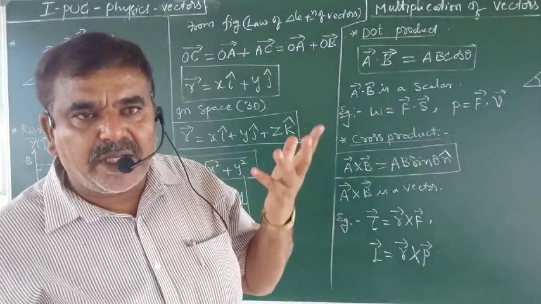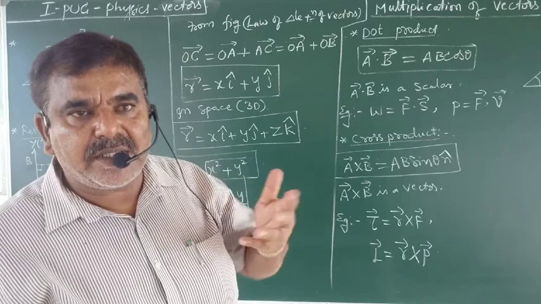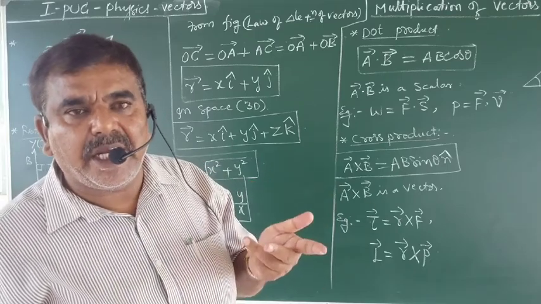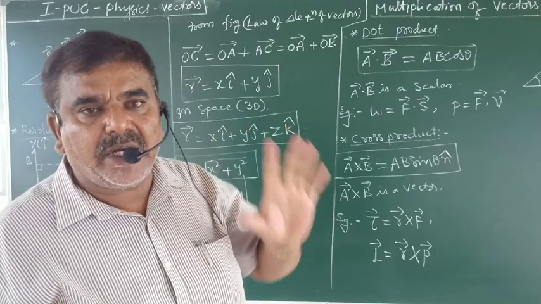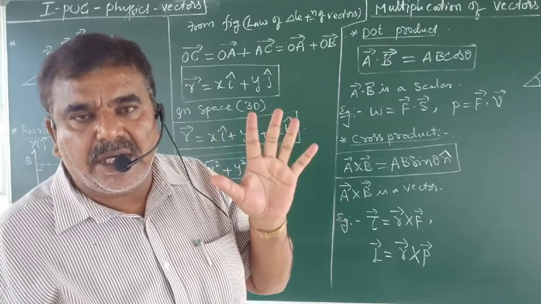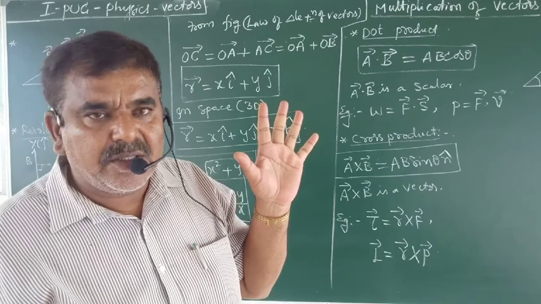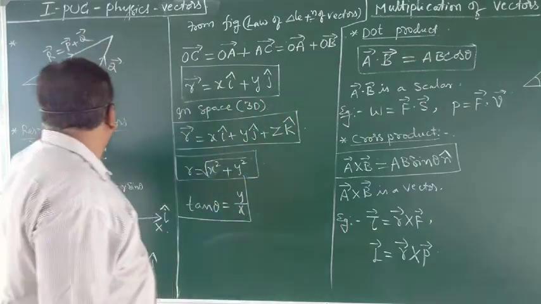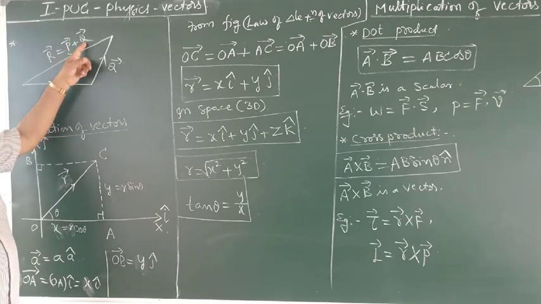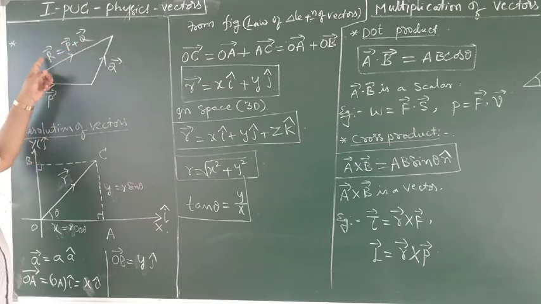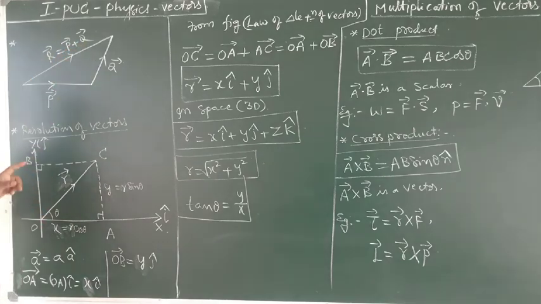So two or more vectors produce a certain effect. The same effect can be done by a single vector. That vector is called the resultant. So R is the resultant. The effect of P and Q is the same as R. That is the meaning of that.